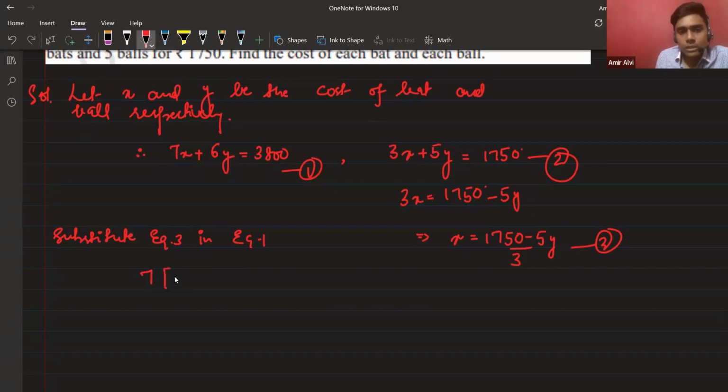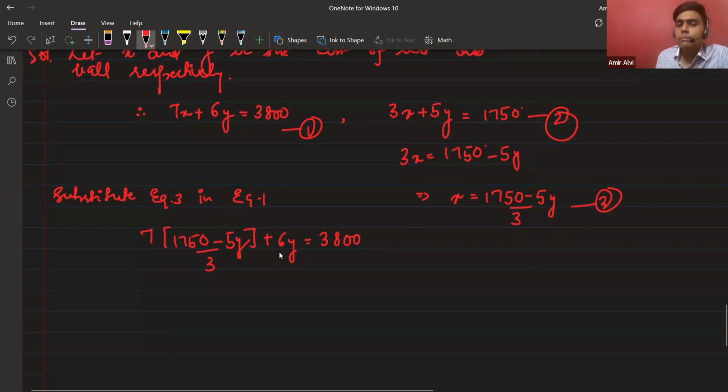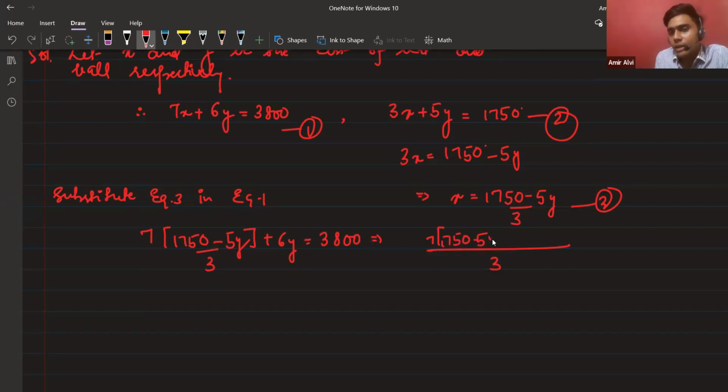So now put the value in the first equation. 7 into (1750 minus 5y) by 3 plus 6y equals 3800. Yes or no? Now this is basically what we need to do. We need to take the LCM. Yes, 3 is taken as LCM. See, this term will be as it is. Minus 5y plus 18y. Is it clear why I'm writing 18 here instead of 6? Because we have taken the LCM. Is this step clear to all of you? Yes, sir. Okay, very good.